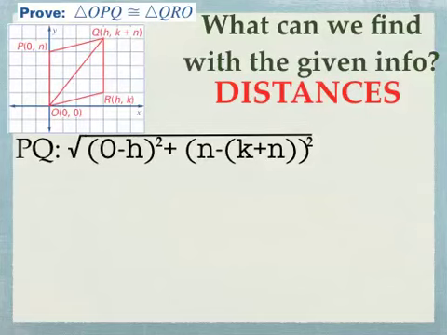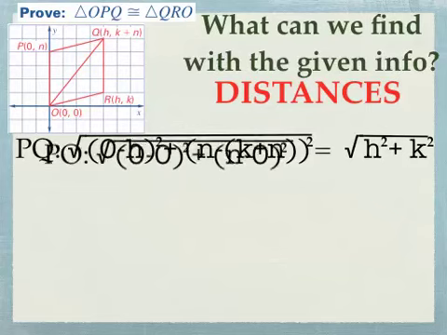To find the length of PQ, we would have the square root of 0 minus h, squared, plus n minus the quantity k plus n, squared. If you notice, n minus k plus n, my n's are going to cancel out. So you are just left with the square root of h squared plus k squared. Because we're adding those two, we cannot pull out an h or a k. If we were multiplying them together, then we could, but when you're adding, we're not going to be able to just pull out an h or a k, even though they're squared.